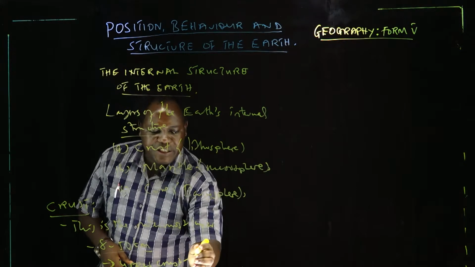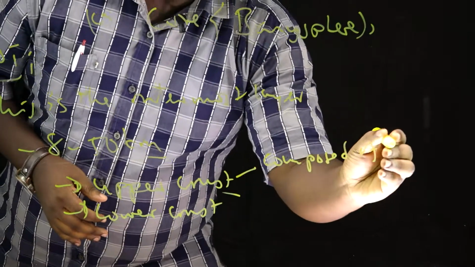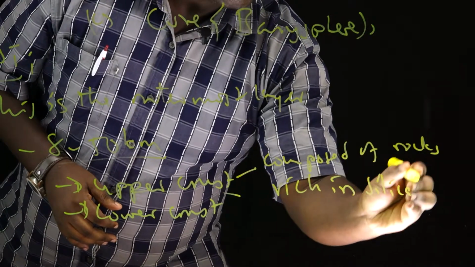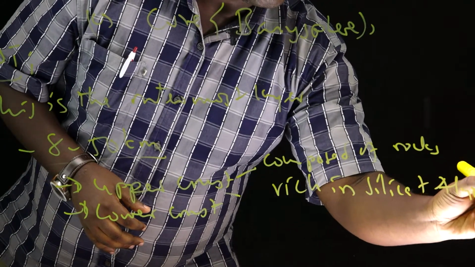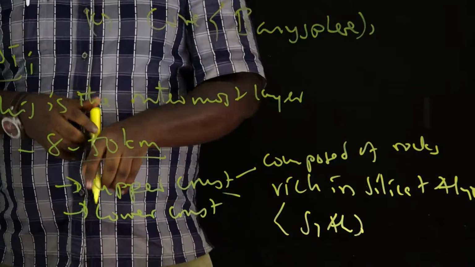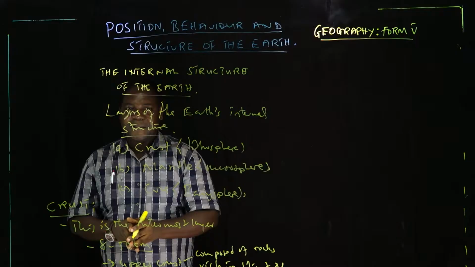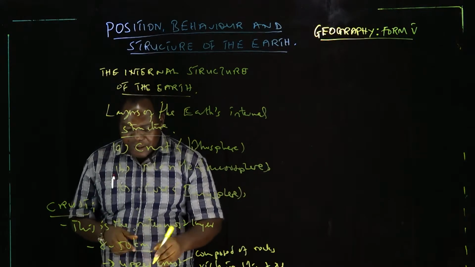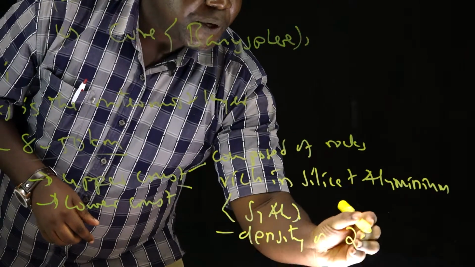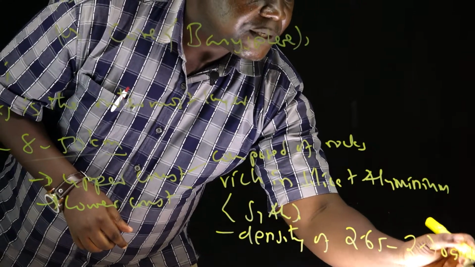What do we mean by the upper crust? This is the layer which is composed of rocks rich in silica and aluminium. In brief, this is made of soil. These are the rocks that make up the continents. Silica and aluminium, with a density of 2.65 to 2.70 grams per cc.